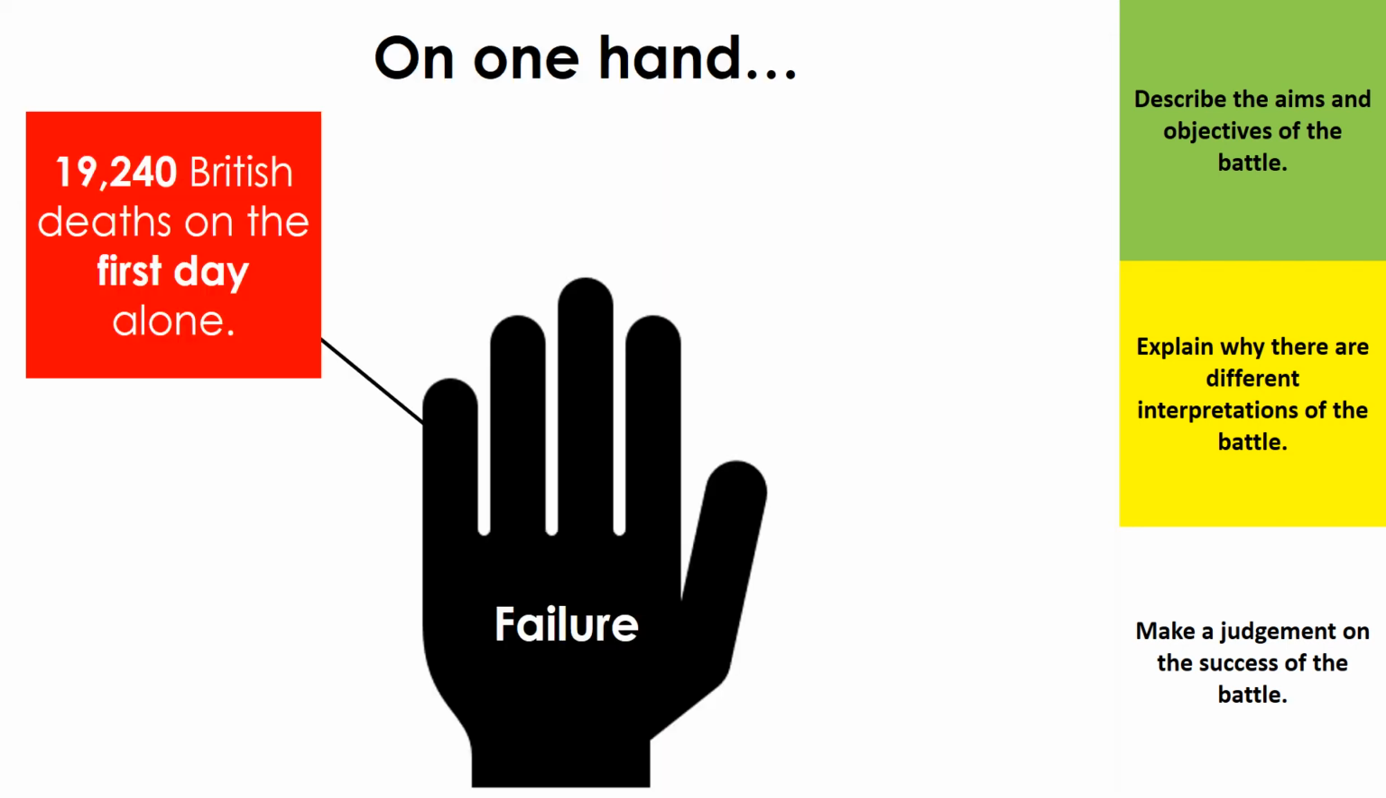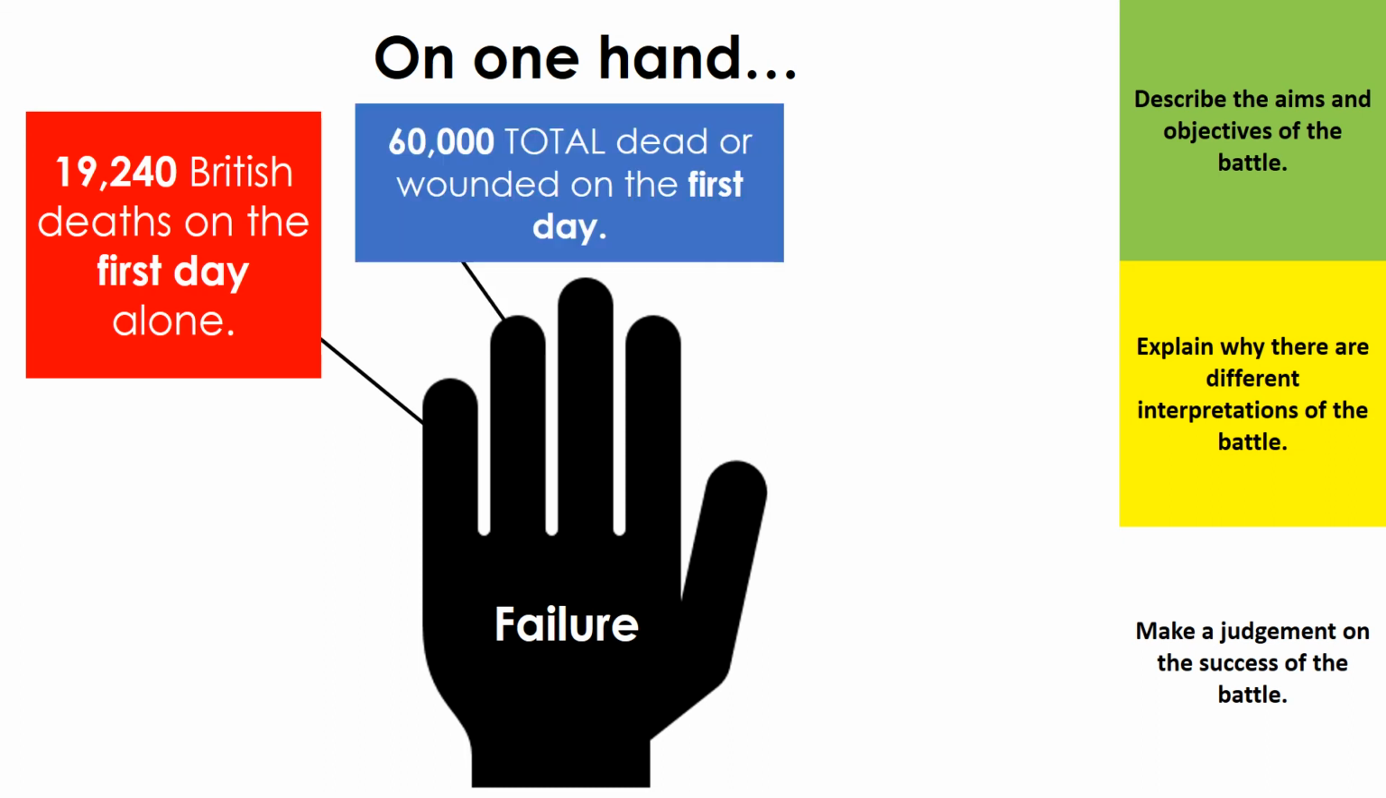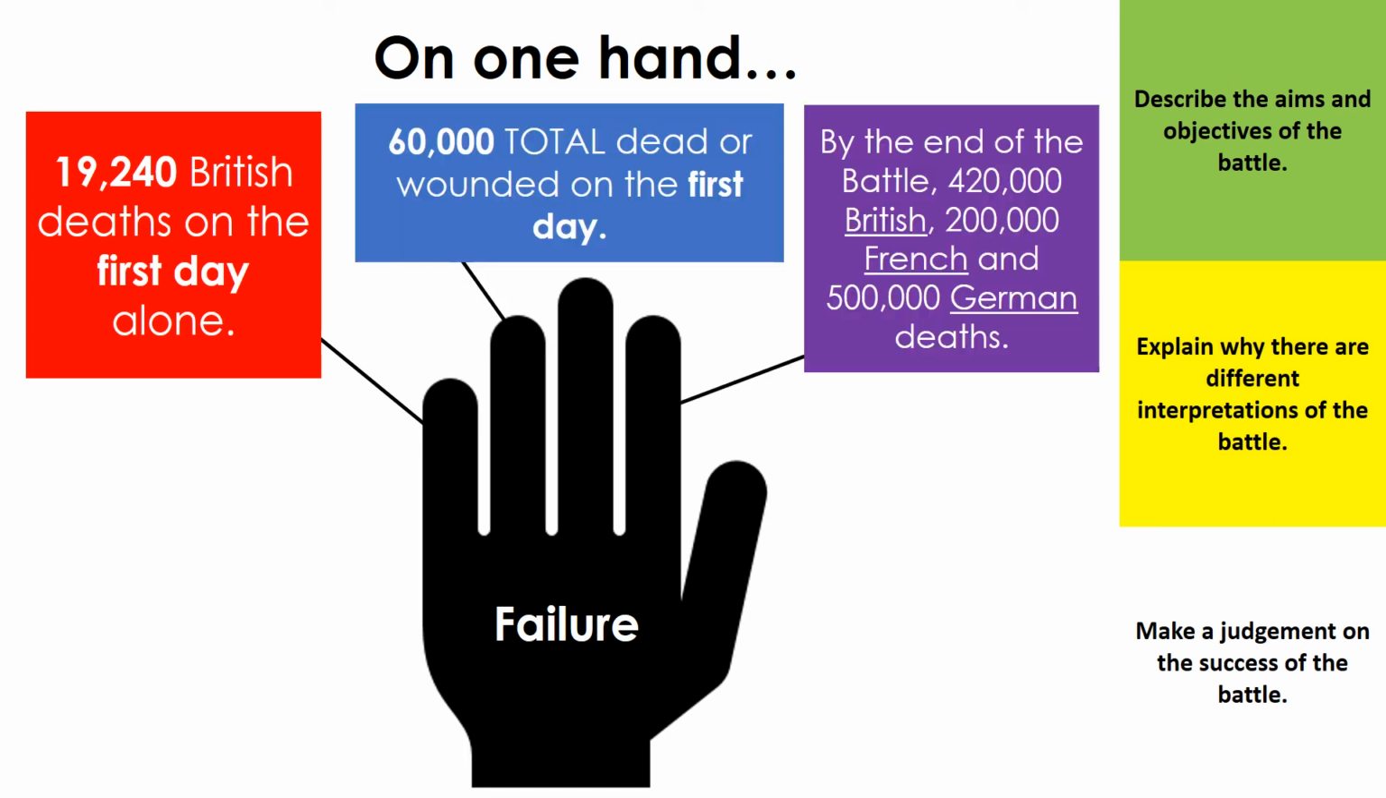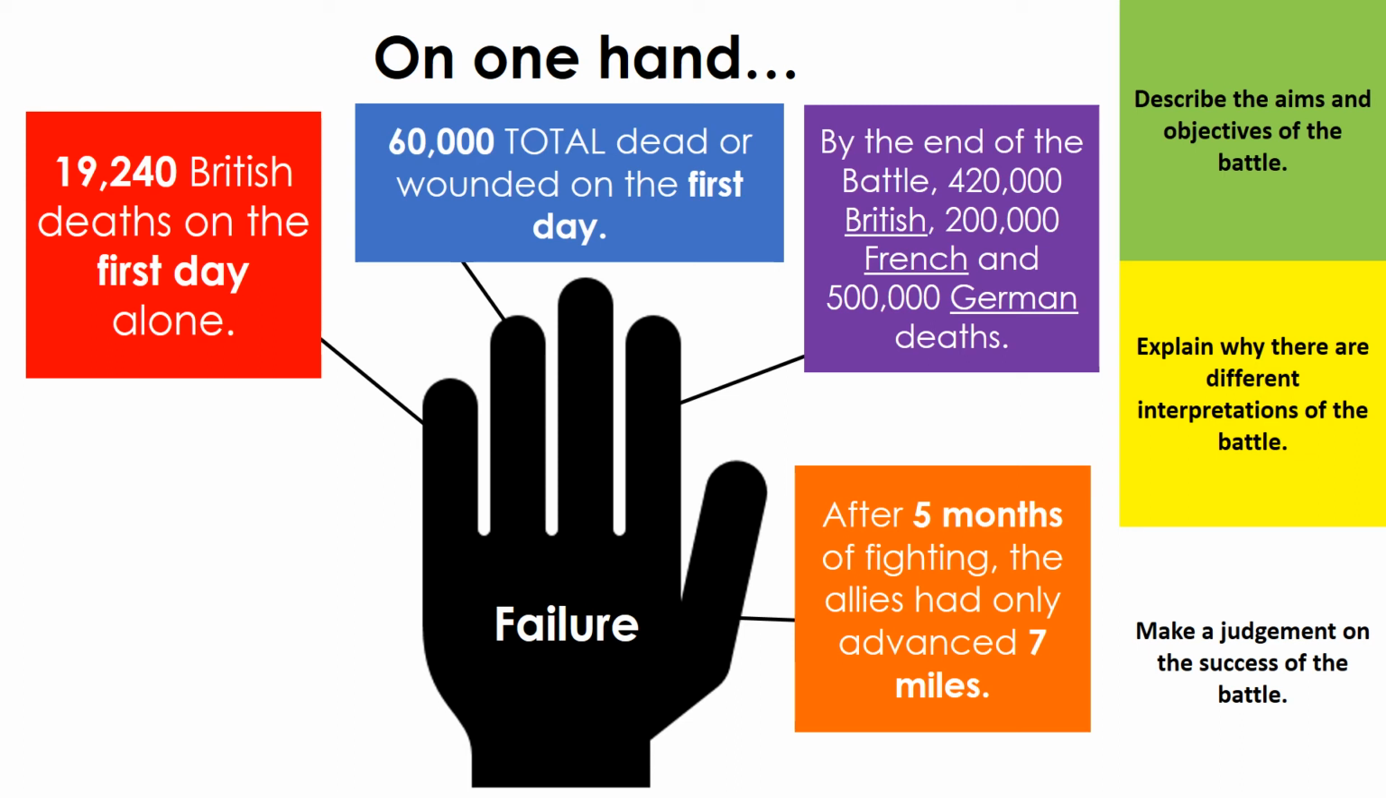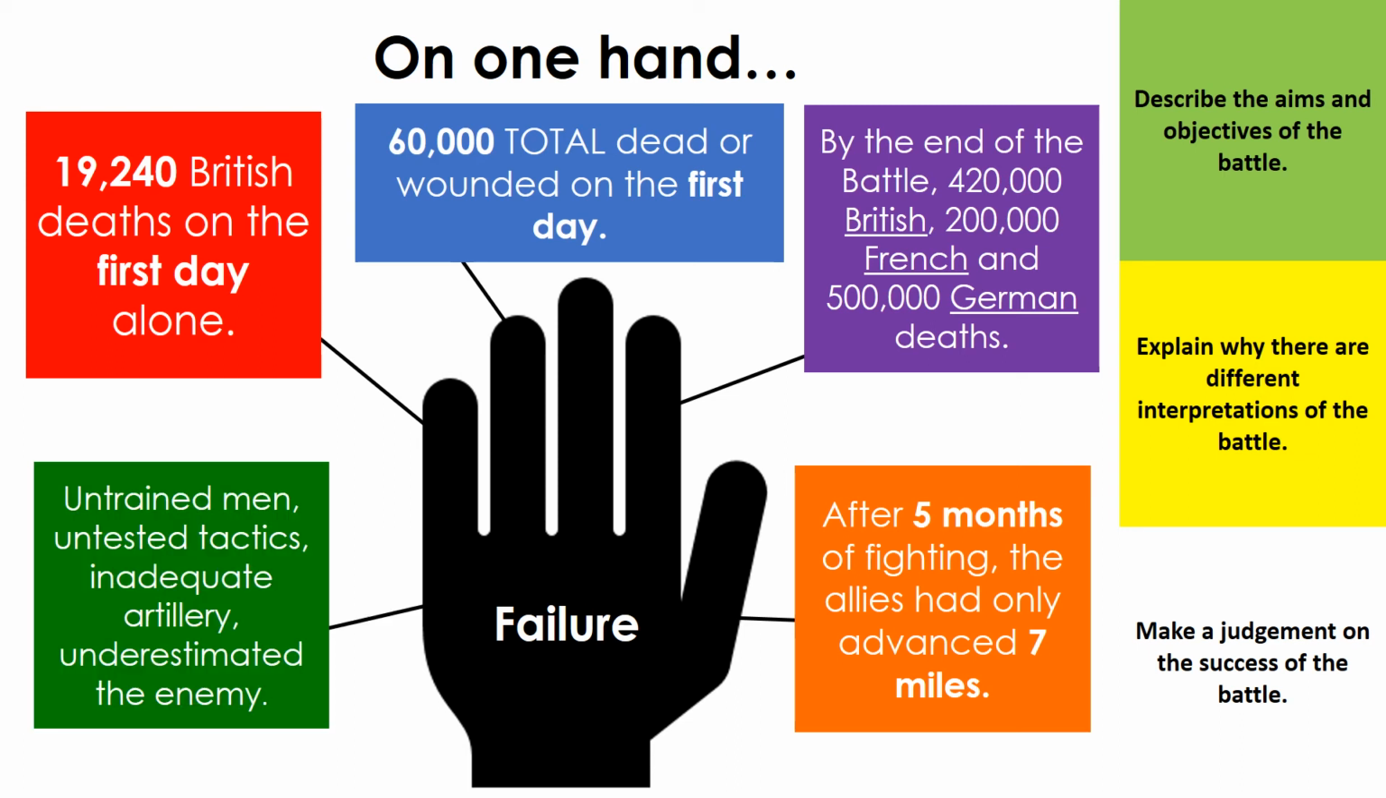So on one hand, failure. 19,240 British deaths on the first day alone of the Battle of the Somme. 60,000 total dead or wounded on the first day. By the end of the battle, 420,000 British, 200,000 French and 500,000 German deaths. And after five months of fighting, the Allies had only advanced 7 miles. So that's some reason why people think it was a failure. Also, untrained men, untested tactics, inadequate artillery, and they underestimated the enemy.